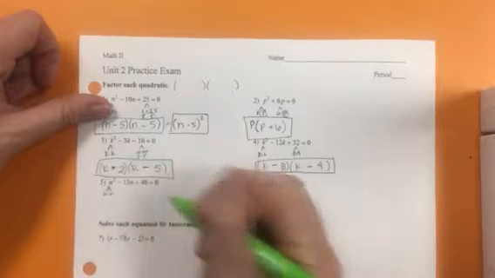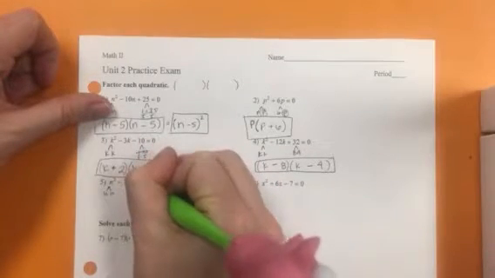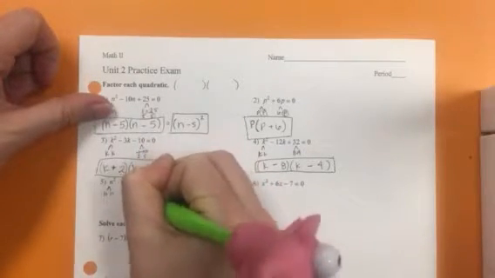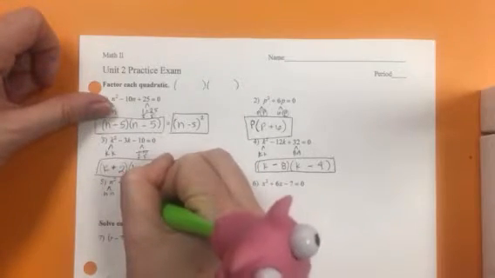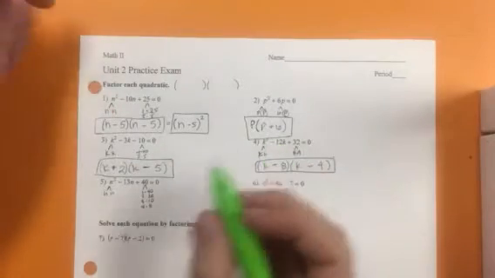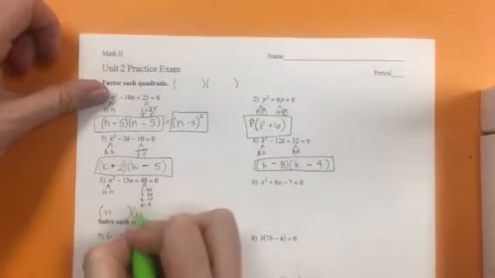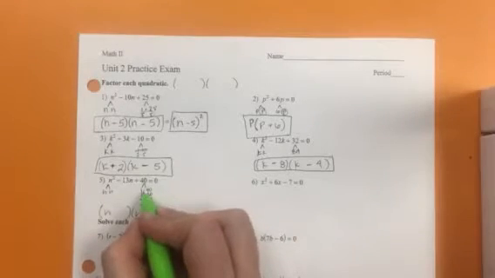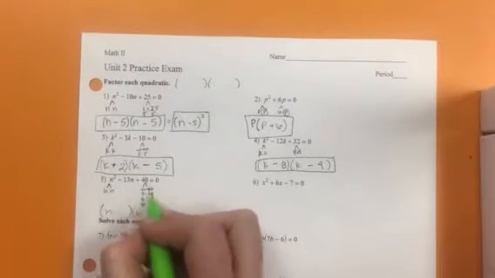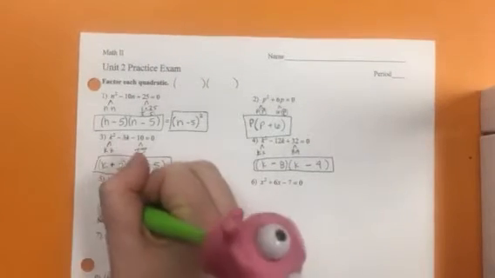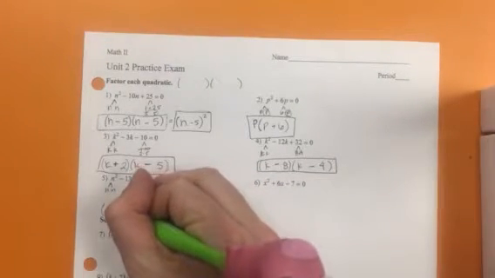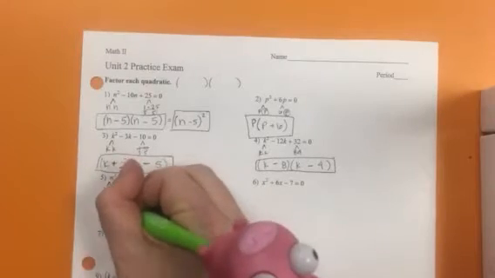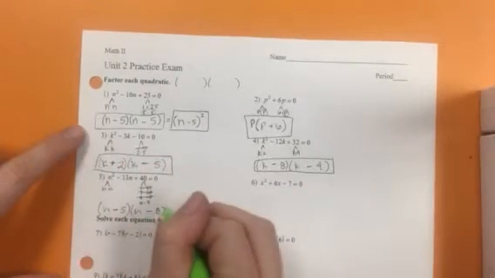Break up the n into 2. Multiples of 40: 1 times 40, 2 times 20, 4 times 10, 5 times 8, and I know the n's go in the front. Now I get to choose. 1 and 40 won't give me 13, 2 and 20 won't give me 13, 4 and 10 only give me 14, so I'm left with 5 and 8. 8, 9, 10, 11, 12, 13, and they need to be negative, so I make them both negative.